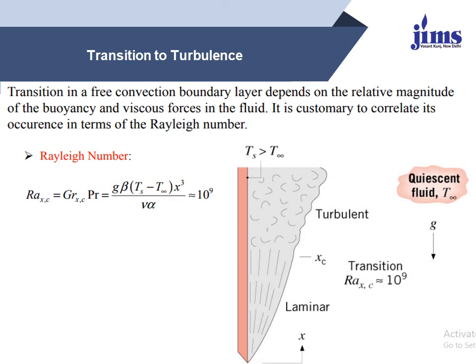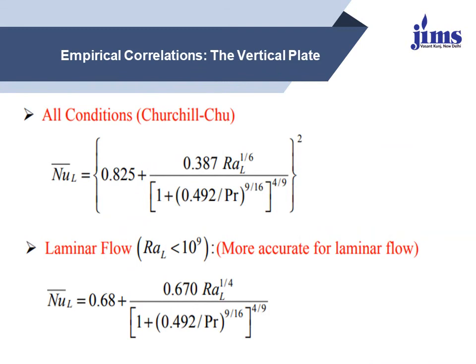There are different cases, such as vertical plates and vertical cylinders, so there are many mathematical expressions for the Nusselt number. These are the empirical formulas for a flat plate. For all conditions, the Nusselt number is equal to 0.825 plus 0.387 multiplied by the Rayleigh number to the power 1 by 6, the whole divided by 1 plus 0.492 divided by Pr, to the power 9 by 16, the whole to the power 4 by 9, the whole squared. So this is the mathematical expression to calculate the Nusselt number for laminar flow, with the Rayleigh number less than 10 to the power 9.